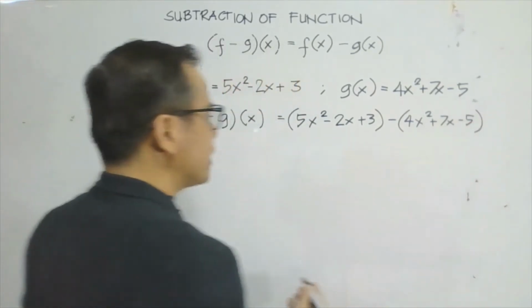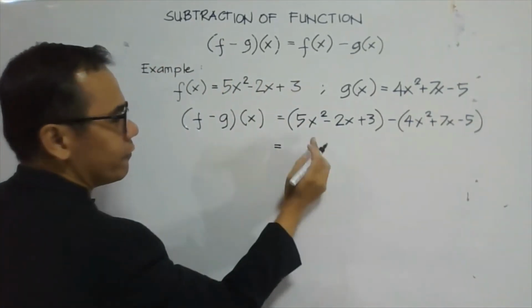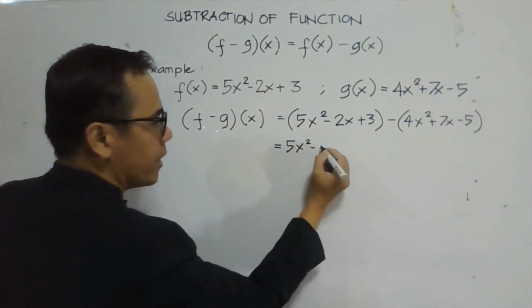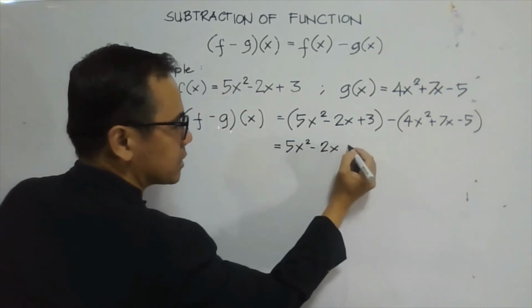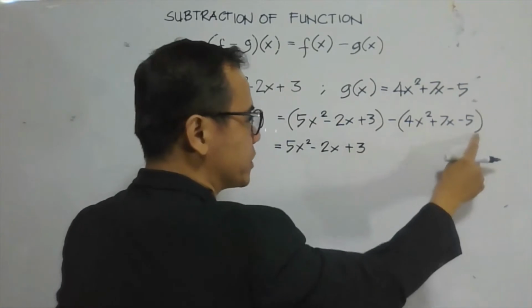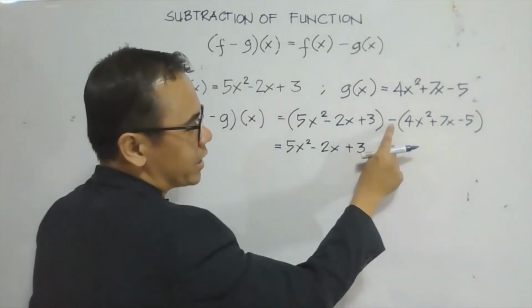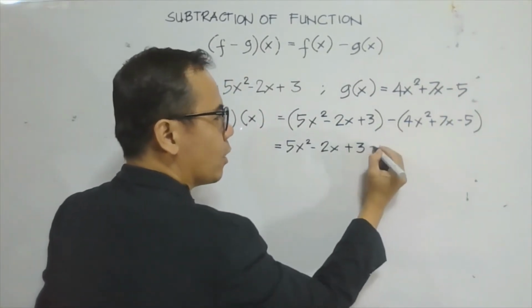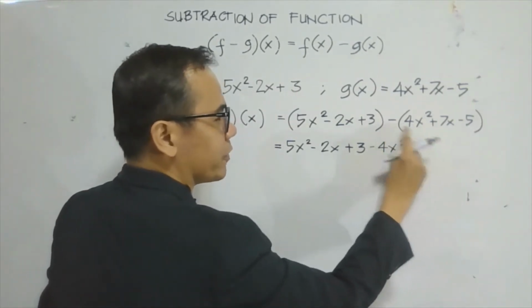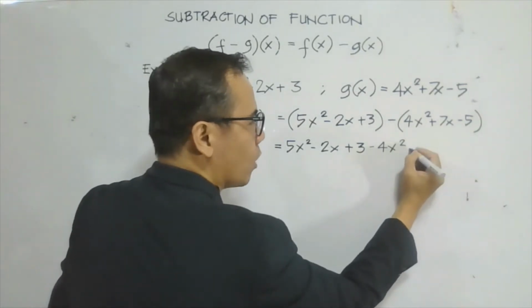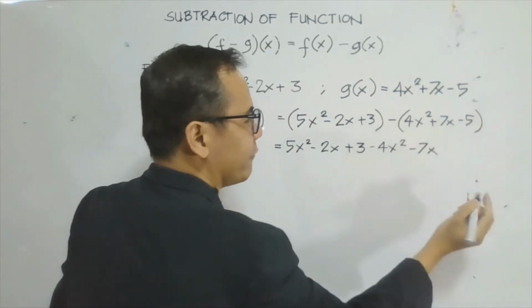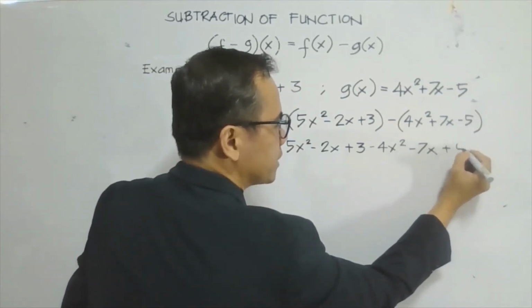So let's simplify it. So we have now 5x squared minus 2x plus 3, and let's distribute the negative sign to all the terms inside the parentheses. So we have negative times 4x squared is equal to negative 4x squared. Negative times positive 7x is equal to negative 7x. And negative times negative 5 is equal to positive 5.